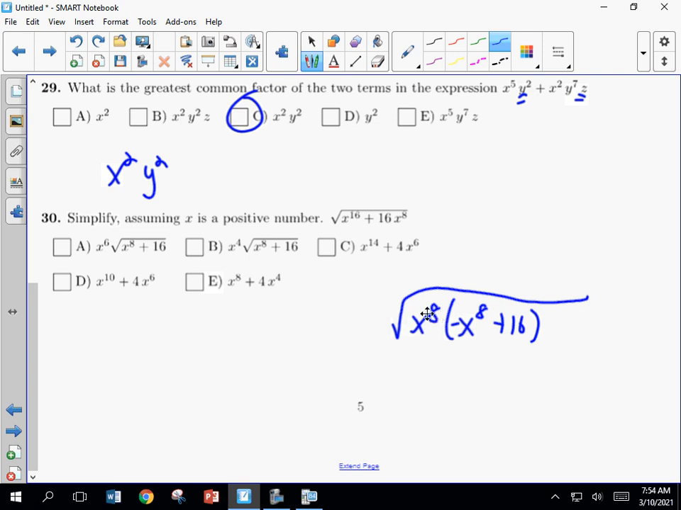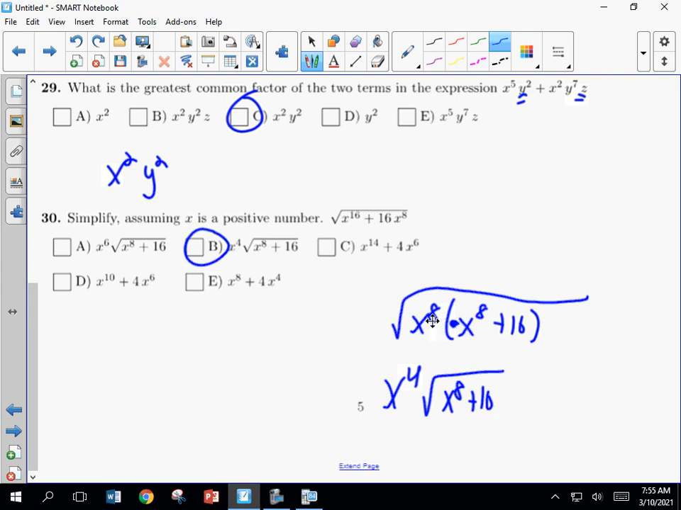When you take the square root of an exponent, all you're doing is dividing it by 2. And so it's going to be x to the 4th, and you bring that outside, because 8 divided by 2 is 4. And then whatever is left inside is that. So x to the 4th times x to the 8th plus 16. Like I said, you cannot do anything with these because they're added together.